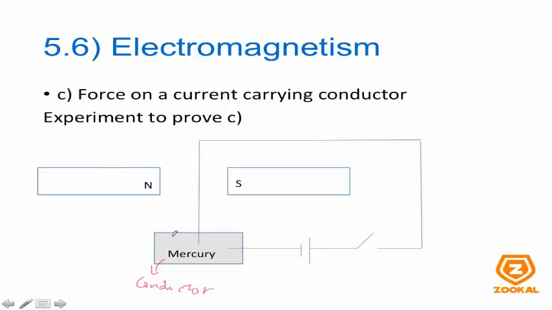And because mercury is in liquid state, it can allow the wire to move freely. So what happens is that when you close the circuit, current would flow through here, here, and here, and you set up a magnetic field. So using your Fleming's left hand rule, you have an induced force.